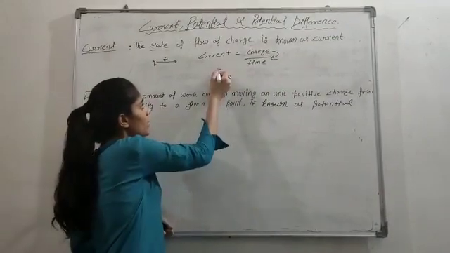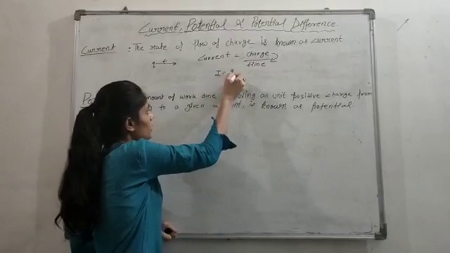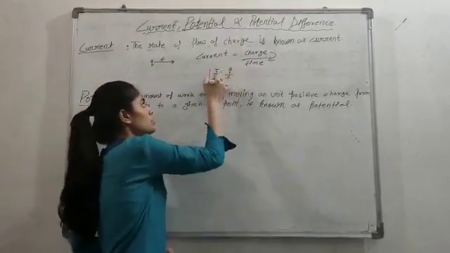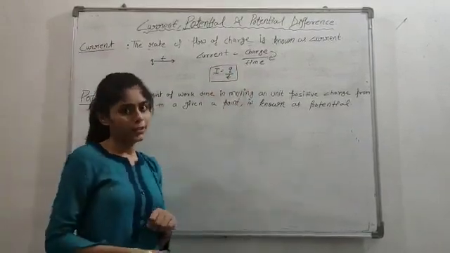Current is denoted by I. Charge, we know, is denoted by small q or capital Q, and T is for time. So I is equal to Q upon T.